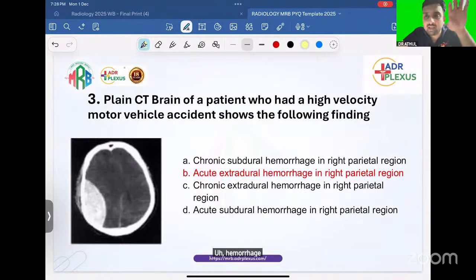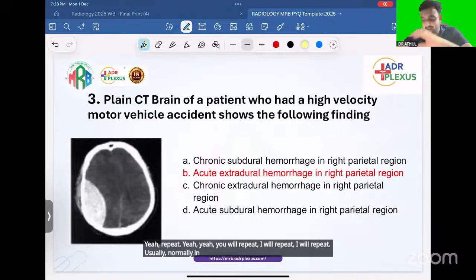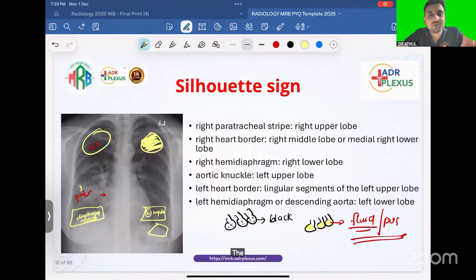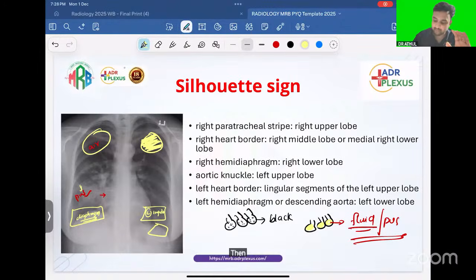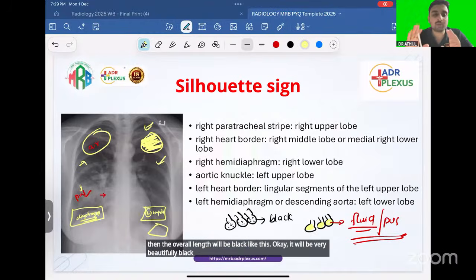Yeah, I will repeat. Normally in a lung, the functional unit is the alveoli, as everyone knows from physiology. If the alveoli are filled with only air, then all the lungs will be black like this, very beautifully black in a normal person.